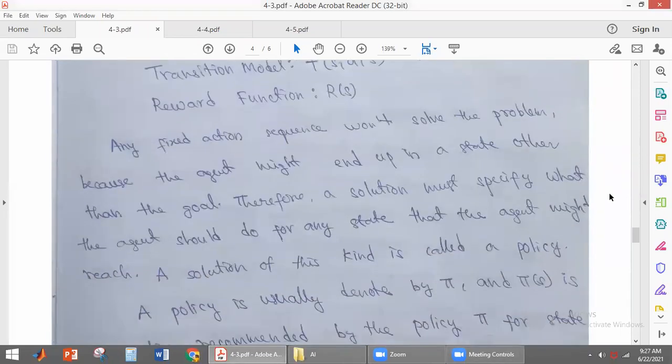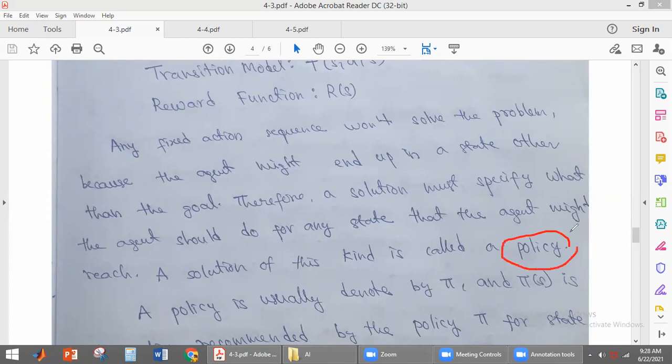So the solution here is that whenever the agent reaches a particular state, we specify what action the agent has to perform in that state. For any state that the agent reaches, what the agent should do will be specified. That is the solution given to the agent. This type of solution is called a policy. A policy is a solution. It tells what action the agent has to take at any particular state it reaches.